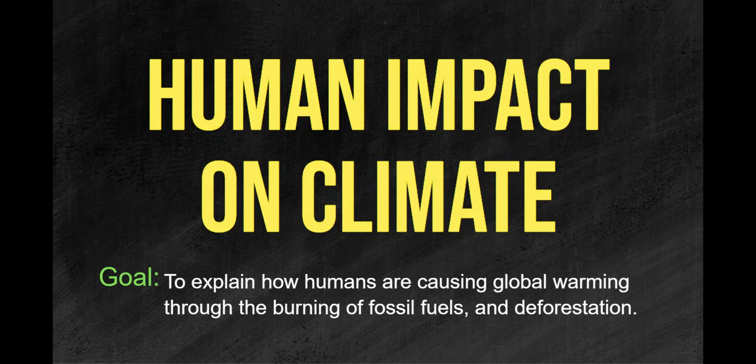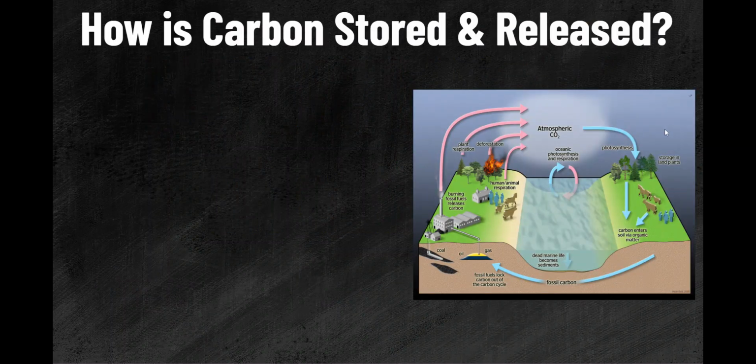Today we're going to talk about human impact on climate, and the goal of this video is to explain how humans are causing global warming through the burning of fossil fuels and deforestation. To understand human impact on the climate, you have to understand how carbon is stored and released. So that's what we're going to look at on this slide.